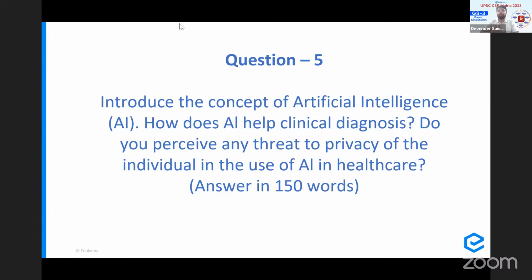Now, coming to the third part of the question, the threat to the privacy of the individual in the use of AI in healthcare. Recently, there was a data hack at AIIMS, the All India Institute of Medical Sciences, related to patient health data, where a lot of data of different patients having different problems, some of which we cannot disclose, was hacked from the server. In those cases, there is a privacy issue when this data is hacked.